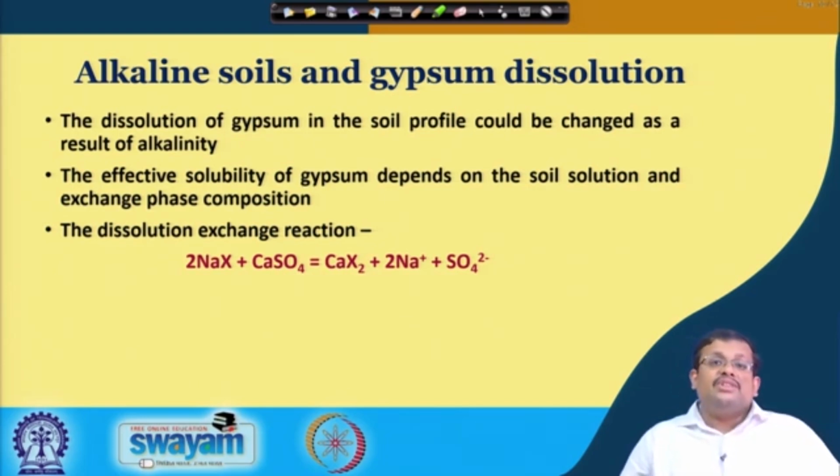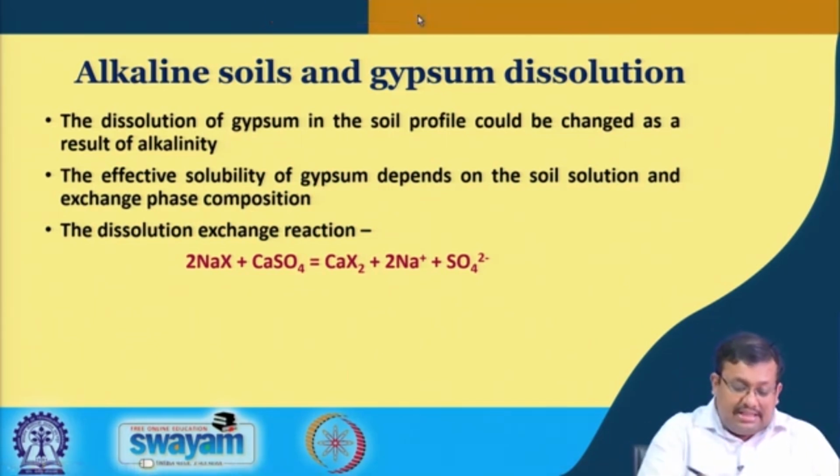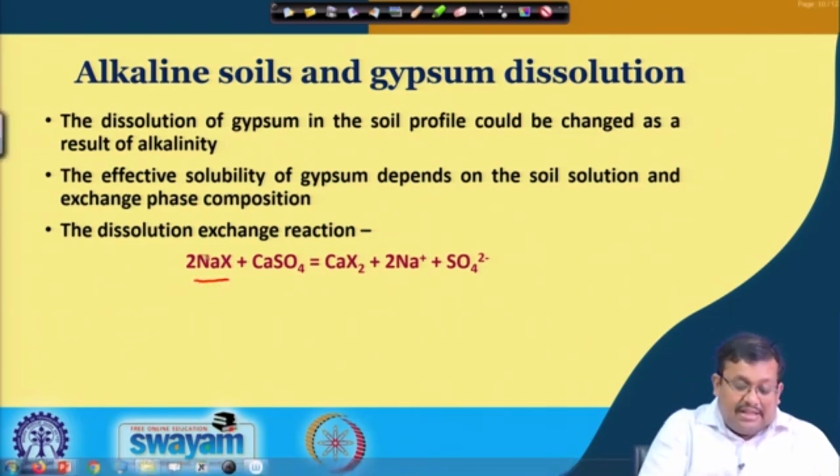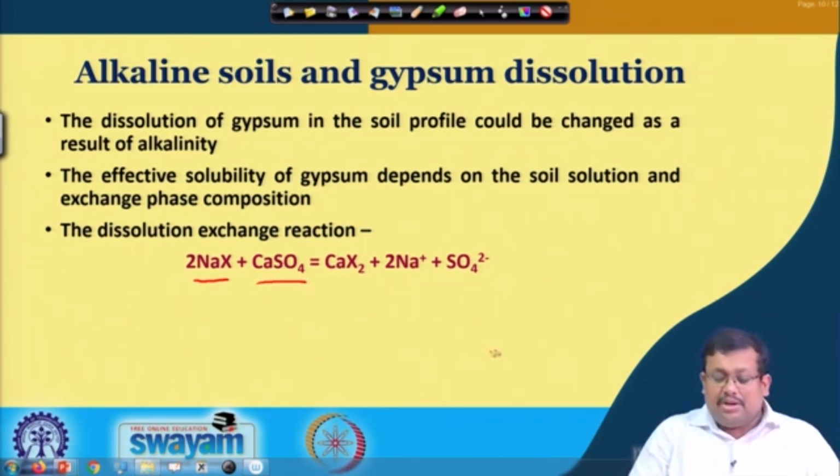So, the dissolution exchange reaction, as you can see. The exchange complex was previously saturated by sodium ions. Let us consider these two sodium ions were adsorbed onto the clay surface, and when we apply the calcium sulphate, the calcium basically replaces this sodium, which comes into the soil solution. As a result, the calcium binds the soil particles and forms the aggregate.